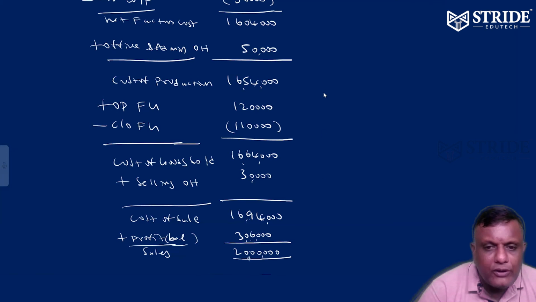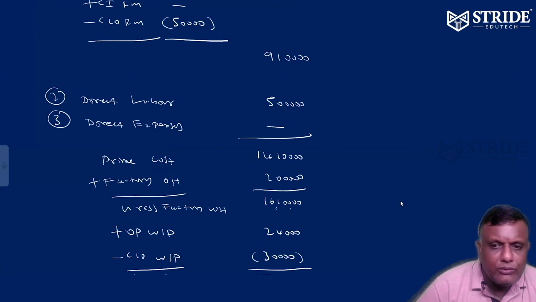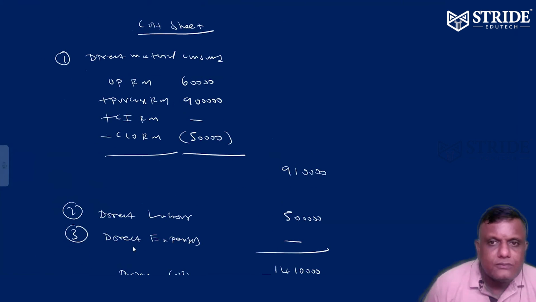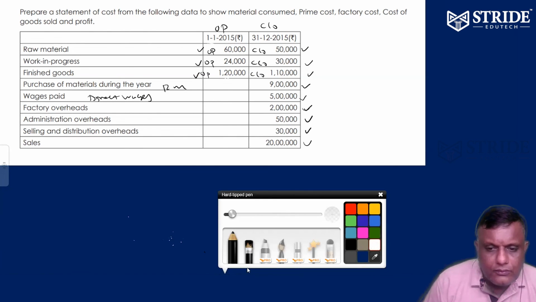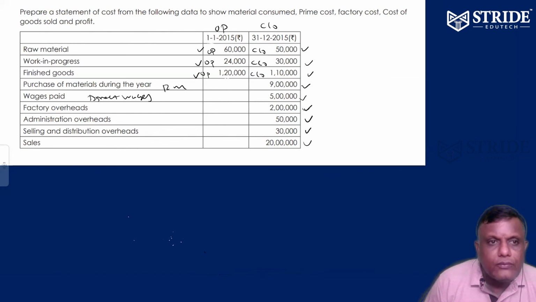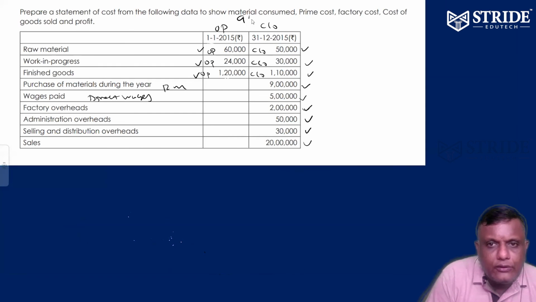Now whatever questions they're asking you, you have to find out, one by one. First question: material consumed they're asking you. In material consumed it is going to be 9,10,000. So 9,10,000 material consumed.